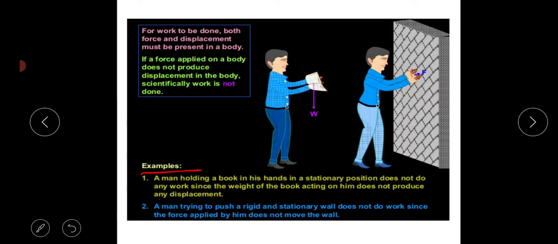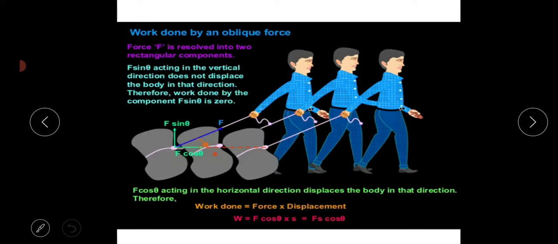Doesn't matter how many hours he is standing over there, the work done is equal to 0. Why? Because the weight of the book acting on him does not produce any displacement, right? If a man is standing here, this book is applying force on him, but work done is equal to 0. Similarly, a man trying to push a rigid or stationary wall does not do any work, since the force applied by him does not move the wall, right? So, if we apply force on an object but there is no displacement, then the work done on the object will be equal to 0.